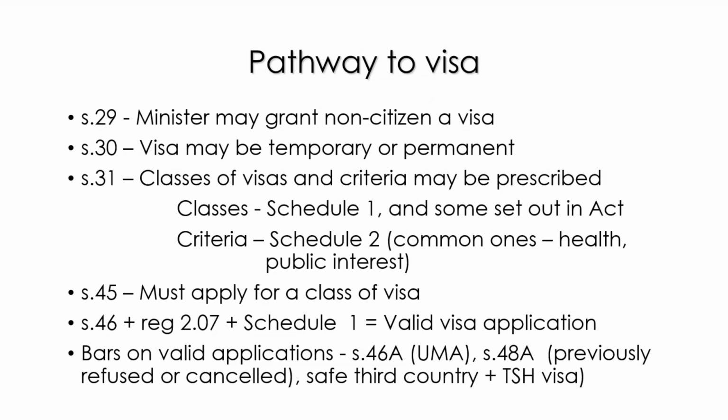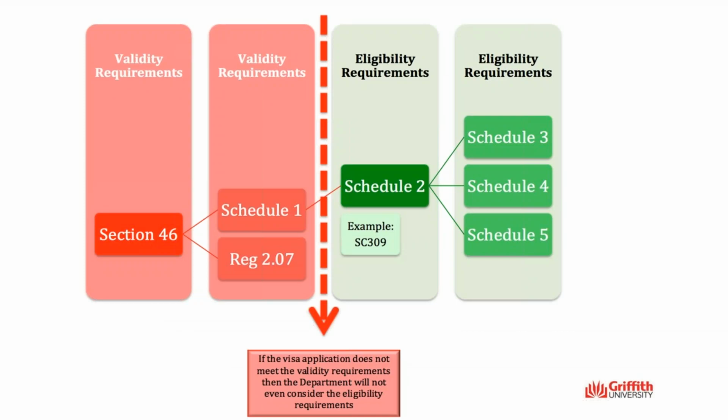The pathway to a visa generally is under the Act that the Minister can grant a non-citizen a visa. It can be temporary or permanent. The classes of visas can be prescribed in Schedule 1 and 2. So you must apply for a class of visa, and then there's Section 46 and Regulation 207, what makes a valid visa application, and there are bars on what are valid applications. It could be for an unauthorised maritime arrival, where the Minister must lift the bar before you can actually make an application. If you've been previously refused or cancelled a visa, you'll need ministerial approval. If you've come from safe third countries, these things are important.